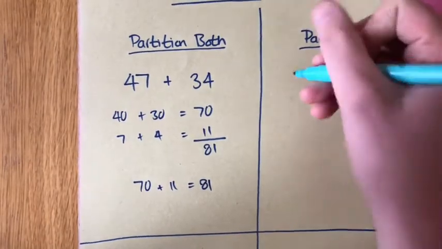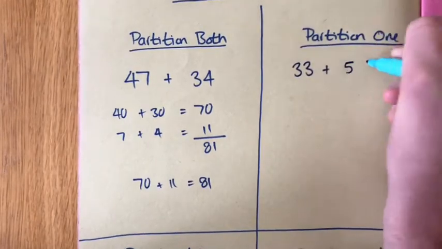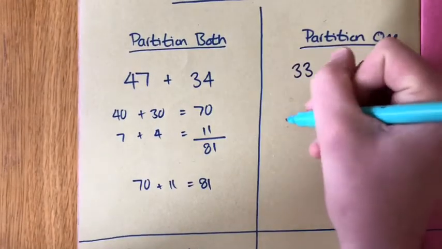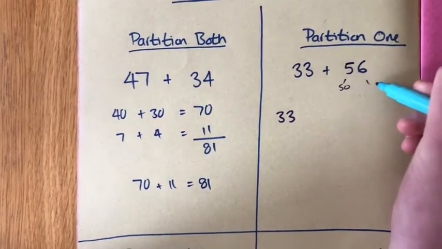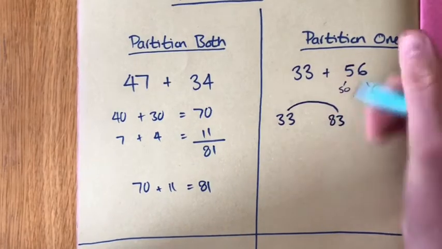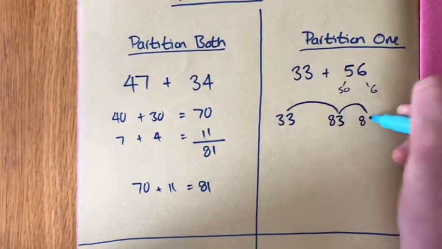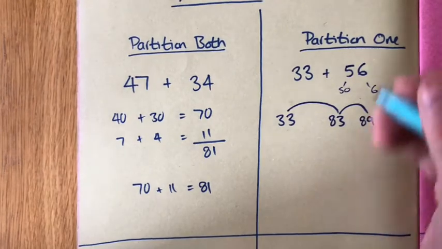Okay, partition one. So for this one, let's say we've got something like 33 add 56. I'm going to keep that 33. I'm not going to do anything with it, but then I'm going to partition this. So I've got my 50 and my 6. So 33 add 50 is going to get me to 83. Add another 6 gets me to 89. And there's my answer.